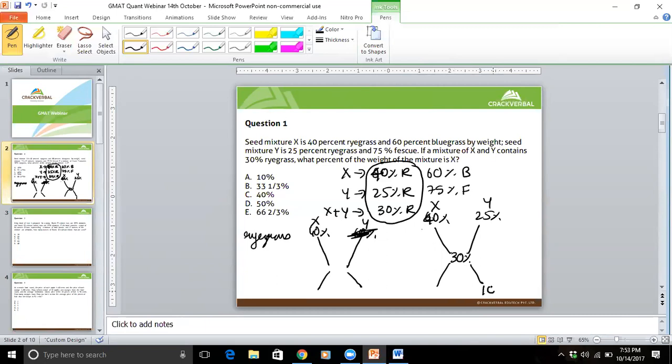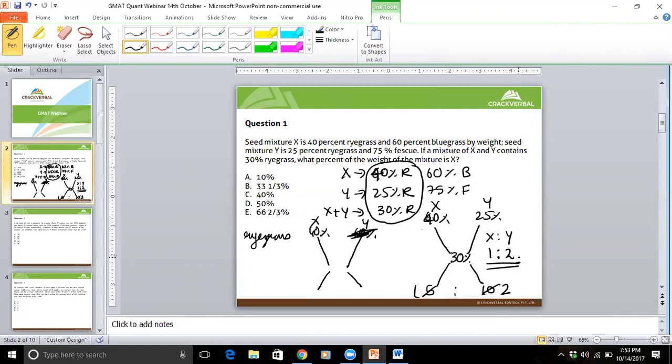So 40 minus 30 gives you 10, 30 minus 25 gives you 5. So the ratio here is 1:2. So what have we got here? The ratio of X is to Y. For me to get a 30% solution, I need to mix X and Y in the ratio 1:2.